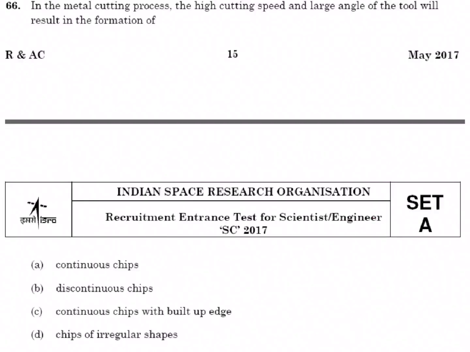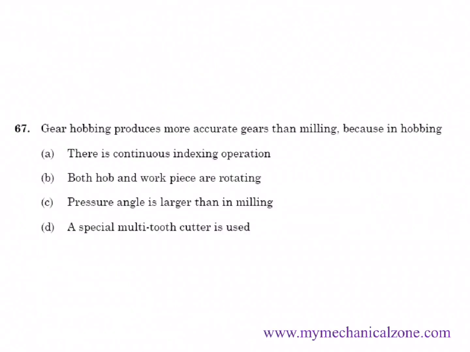Next question. In the metal cutting process, the high cutting speed and large angle of tool will result in formation of: higher cutting speed means VC is high and large angle of tool means back rake angle or rake angle is high. That time you will get continuous chip. Higher cutting speed and large angle of the tool. Next question. Gear hobbing process produces more accurate gears than milling because in hobbing there is continuous indexing operation. Yes. A is correct.